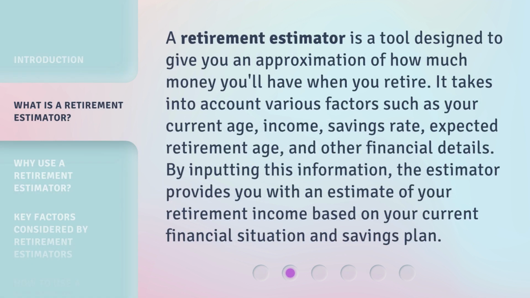A retirement estimator is a tool designed to give you an approximation of how much money you'll have when you retire. It takes into account various factors such as your current age, income, savings rate, expected retirement age, and other financial details. By inputting this information, the estimator provides you with an estimate of your retirement income based on your current financial situation and savings plan.